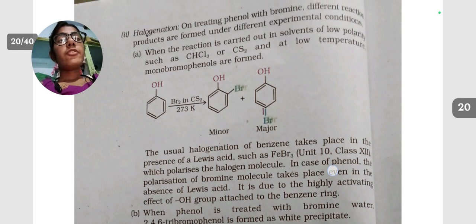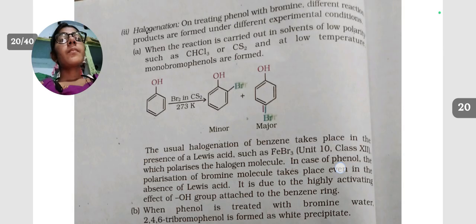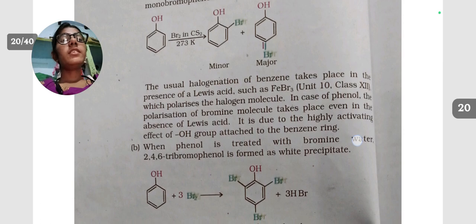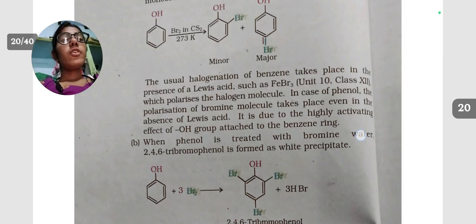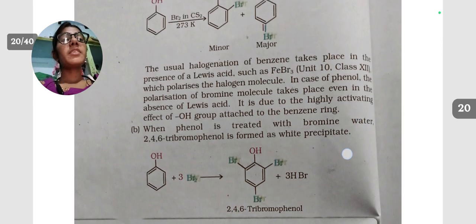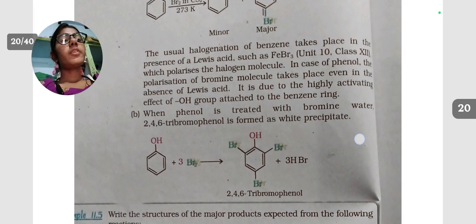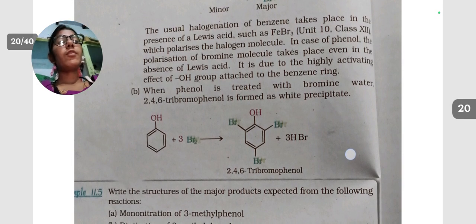Second is the halogenation. On treating phenols with bromine, different products are formed under different experimental conditions. When a reaction is carried out in a solvent of low polarity such as CHCl3 or CS2 and at low temperature, monobromophenols are formed. The usual halogenation of benzene takes place in the presence of a Lewis acid such as FeBr3, which polarizes the halogen molecules. In case of phenol, the polarization of bromine molecules takes place even in the absence of a Lewis acid, due to the highly activating effect of the OH group attached to the benzene. When phenol is treated with bromine water, 2,4,6-tribromophenol is formed as a white precipitate.